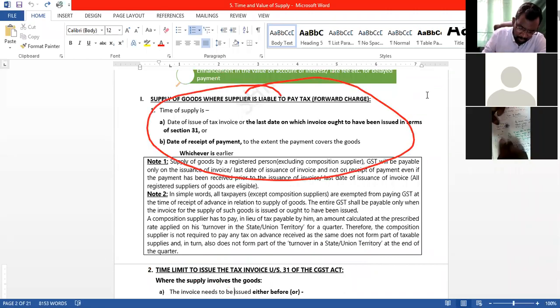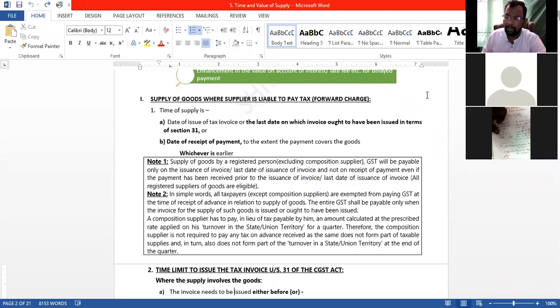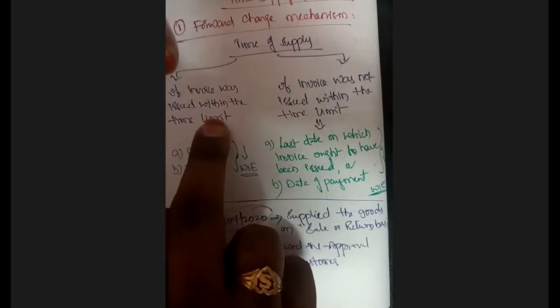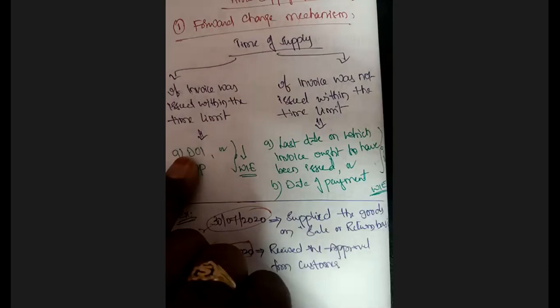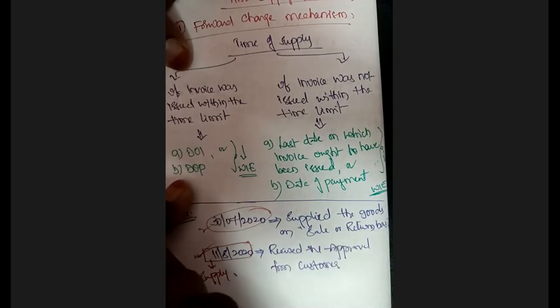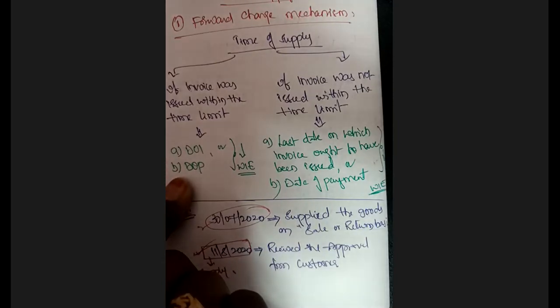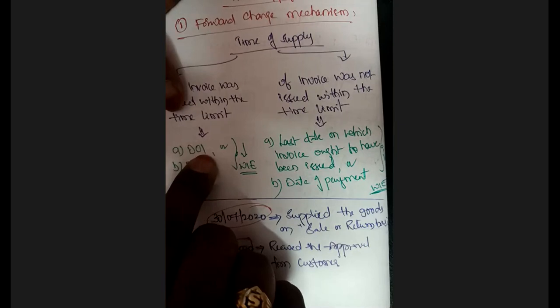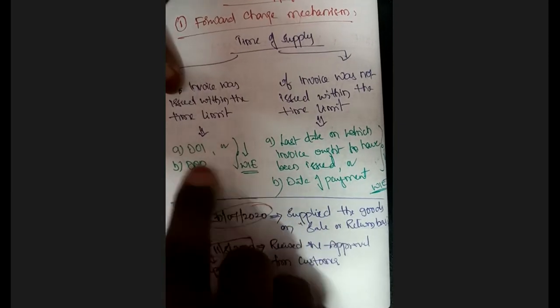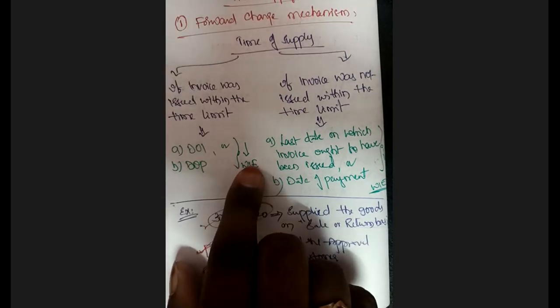If the invoice was issued within the time limit, then the time of supply is equal to the date of invoice or date of payment, whichever is earlier. DOI stands for date of invoice. DOP stands for date of payment. So the date of issuance of invoice or the date of payment, whichever is earlier. Among these 2 dates, whichever date falls earlier will be the time of supply.